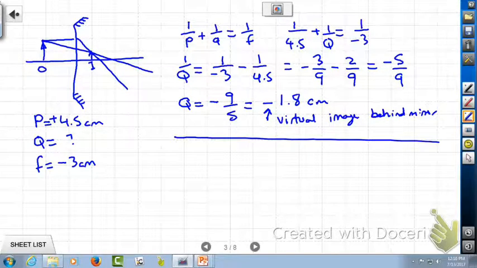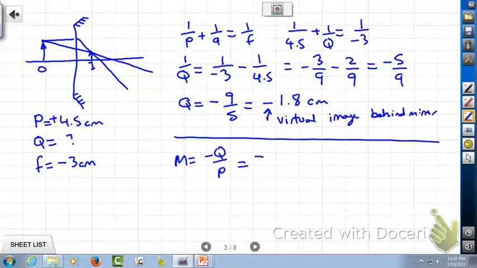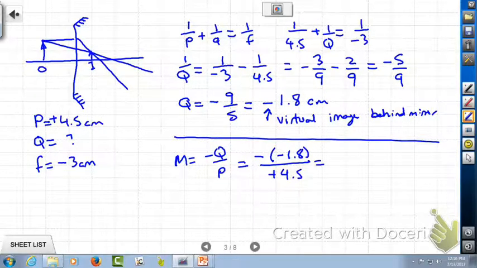And then we have our magnification. Our magnification is minus Q over P, which equals minus 1.8 over my P, and my P was plus 4.5, which is plus 1.8 over 4.5. And what does that work out to be?